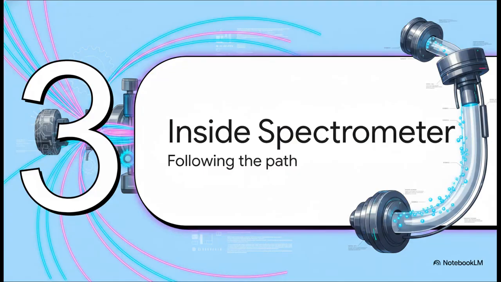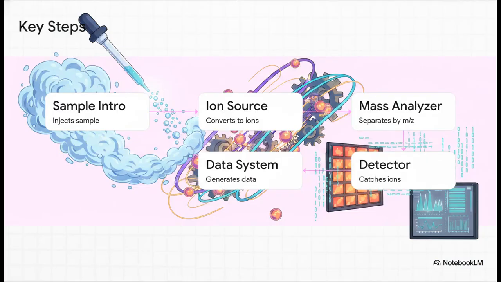Section 3. Inside the mass spectrometer. Following the physical path. All right, now that we've got the physics down of making ions and bending their paths, let's follow our molecule deep inside the actual hardware. Every single mass spectrometer basically walks a molecule through 5 sequential steps.